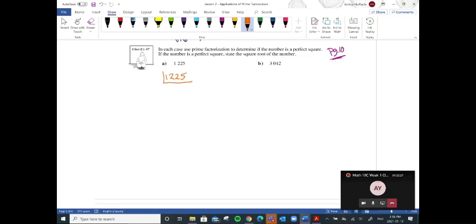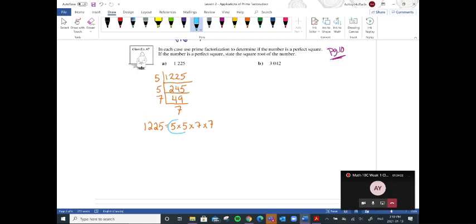So let's do 1225 prime factorized. It ends in a 5, so we can take out a 5. So 245 ends in a 5 again, so we can take out another 5, which gives us 49. And the prime number we can divide out of 49 would be 7, and leaves us with 7. So 1225 is equal to 5 times 5 times 7 times 7.